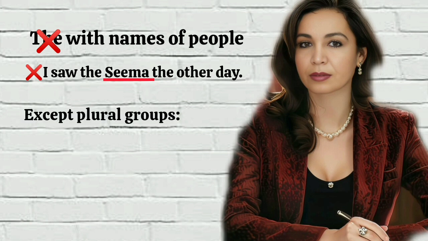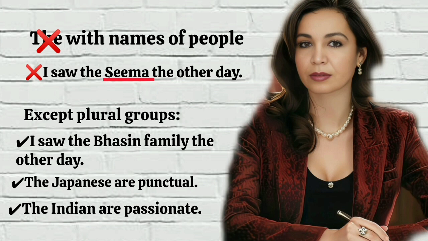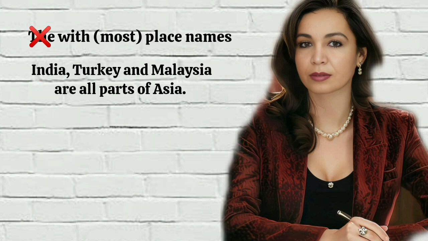Except for a plural group, meaning the name of a family. I saw the Bessian family the other day. And we can use it when referring to a group of people from the same country, like the Japanese are punctual. One more example, the Indians are passionate. Don't use the with place names. India, Pakistan, Malaysia are all part of Asia. So we don't say the India or the Asia.